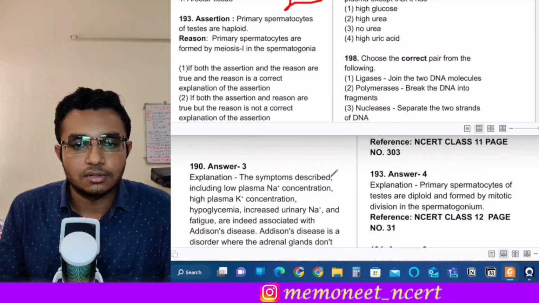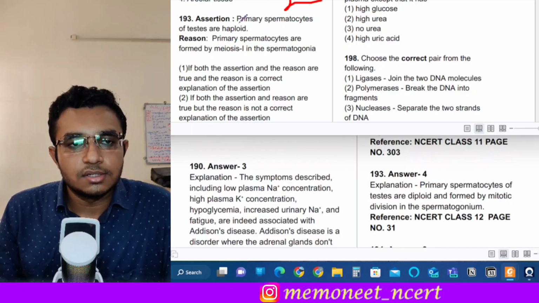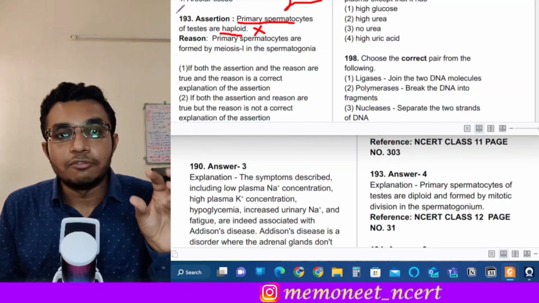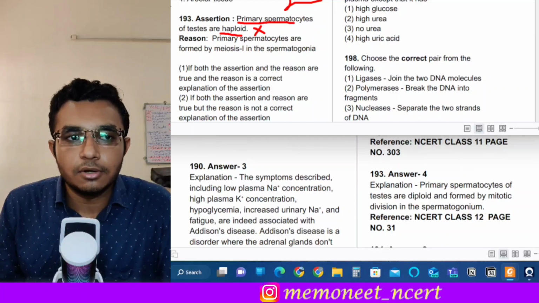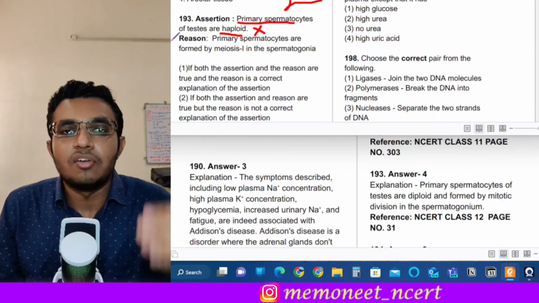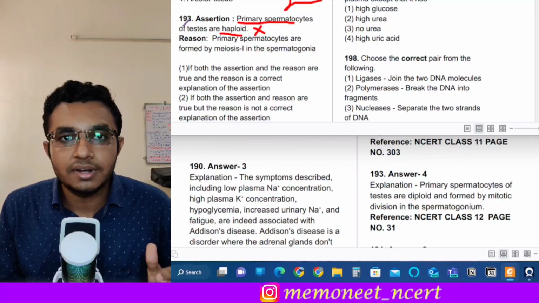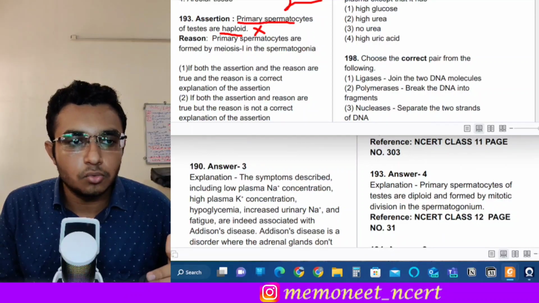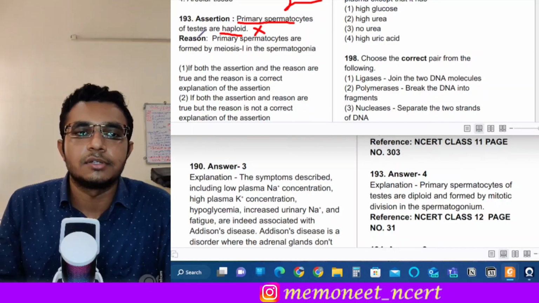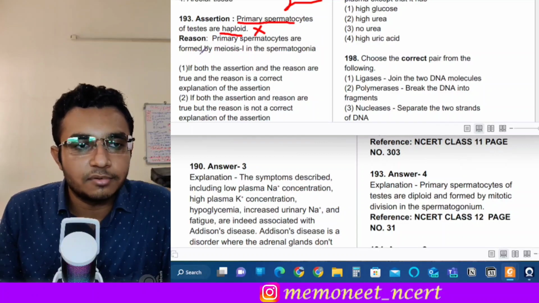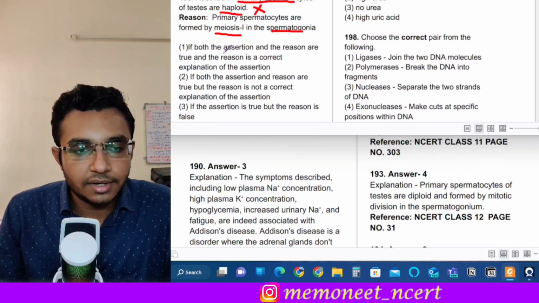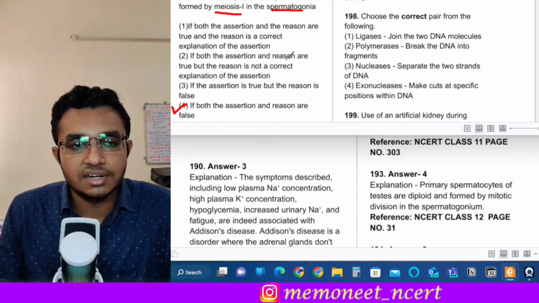Moving on to the next question, that is question 193. It is also an assertion reason question. The assertion is primary spermatocytes of testes are haploid in nature. So here the assertion is incorrect. Why? Because the spermatogonia, which are the main cells responsible for sperm formation, are diploid in nature. They contain 2N. These spermatogonia undergo mitosis. And what happens in mitosis? Is there reduction in the chromosomes? No, it is not a reductional division. Mitosis produces a similar cell, that is also 2N. After the spermatogonia undergo mitosis, they form primary spermatocytes. So primary spermatocytes are diploid in nature. The reason given here is primary spermatocytes are formed by meiosis 1 in the spermatogonia. As we saw, there is not meiosis 1, there is mitosis occurring. So the reason is also incorrect. So here the answer is option 4. Both the assertion and reason are false.